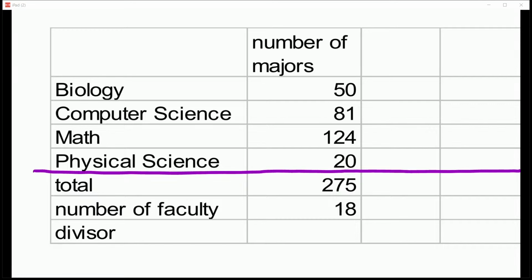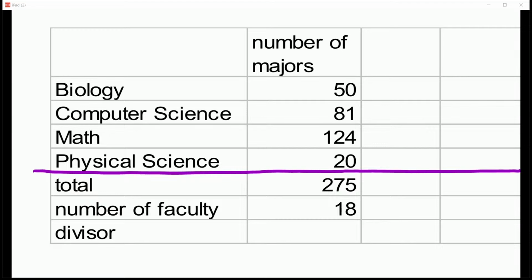So just to explain what I have here, I have the number of students, or majors. There are 50 students at this university majoring in biology, 81 majoring in computer science, 124 majoring in math, and 20 in physical science. Maybe this is somewhere like Rose-Hulman that focuses on math and science, I don't know. But there are my numbers. Here I have the total, so that 275 is just the total of all of these. You could have done that yourselves with your calculator.